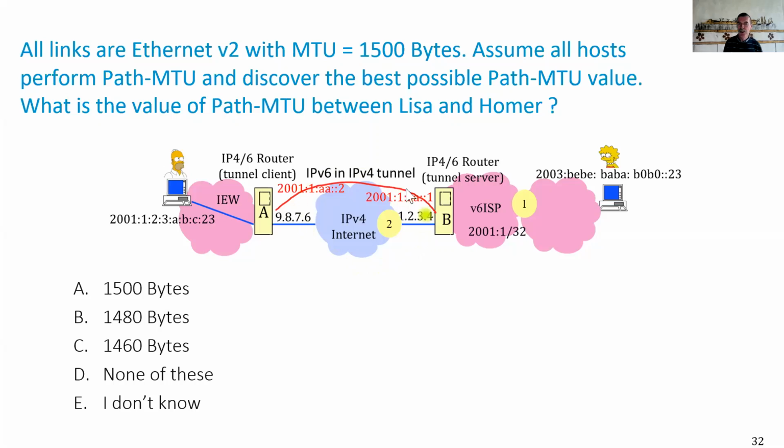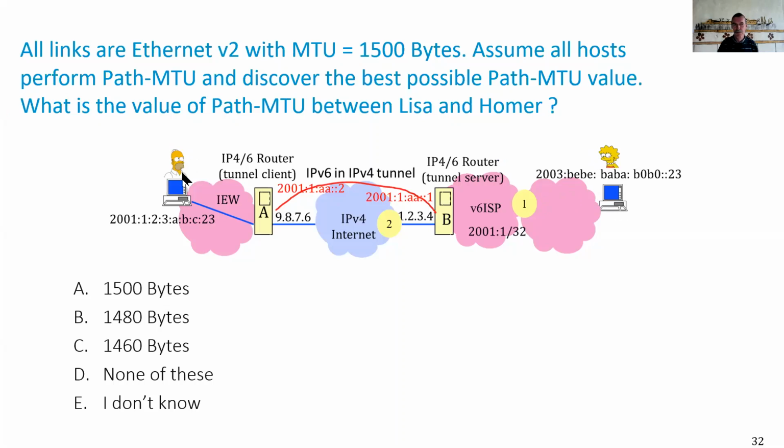But the payload of the IPv4 packet can be only 1500 minus the IPv4 header, which gives us the answer B here. If we assume the IPv4 header has no option here, then it will be exactly this value, 1480 bytes. So that's one of the reasons for having a smaller end-to-end MTU.